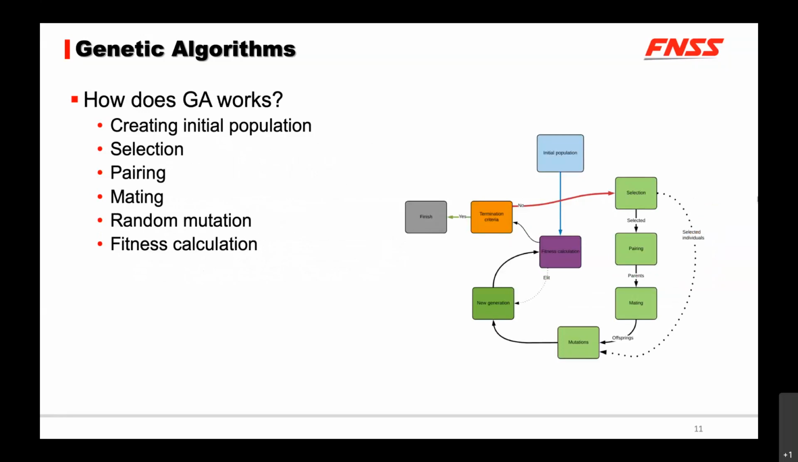But if our termination criteria are not met, we go to the process of creating a new generation, which involves selecting, pairing, mating, and mutating to create the next generation. The elite here, after the fitness calculation, is the best solution in that generation, which directly goes to the next generation without going through mutations, so we don't lose our best solution.